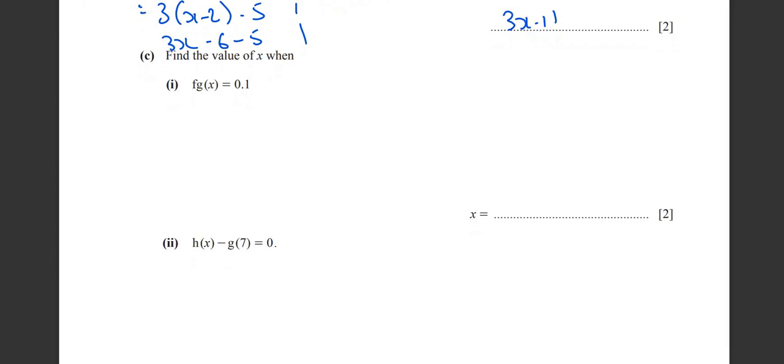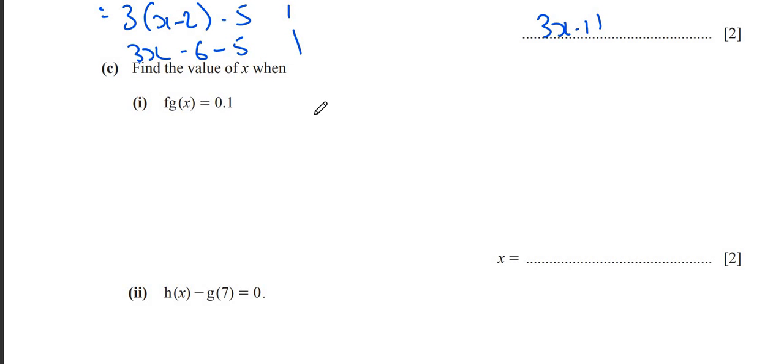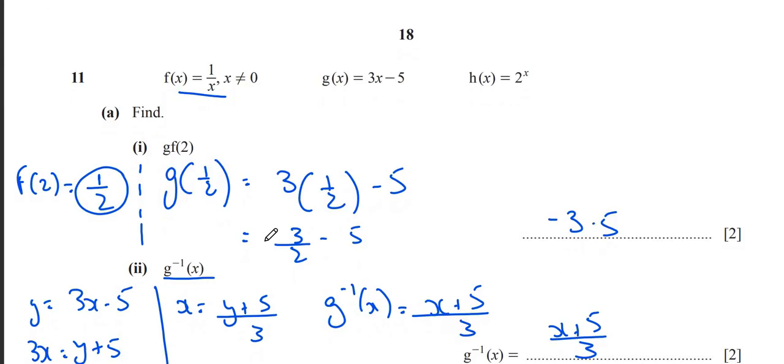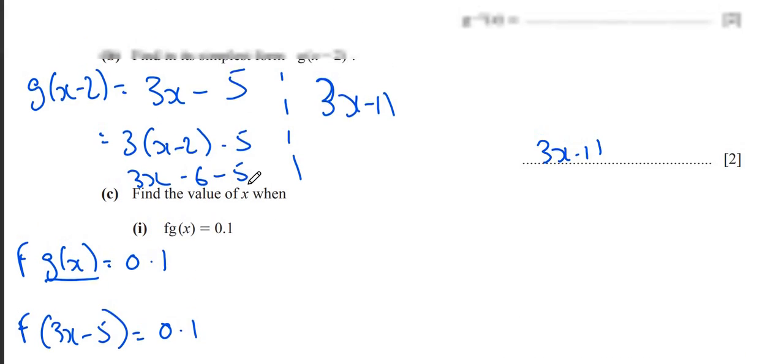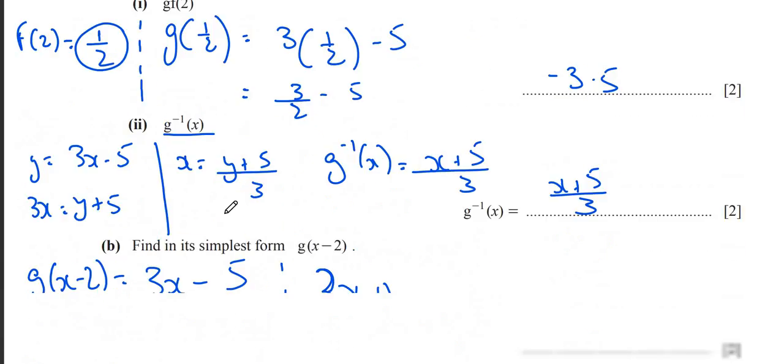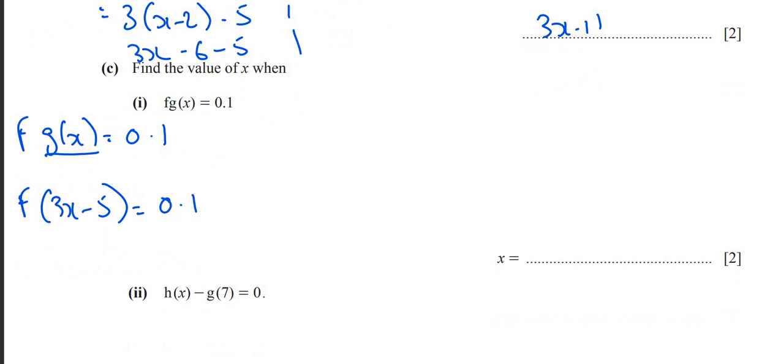Next question, it says f g of x is equals to 0.1. Alright. So first of all, in f you will plug in g of x. What's the value of g of x? 3x minus 5. So I will do 3x minus 5, and that is equals to 0.1. What's the value of f of x? It's 1 upon x. So I will write 1 upon 3x minus 5 is equals to 0.1.